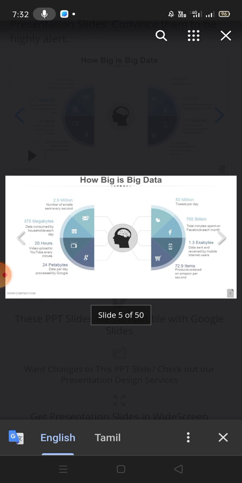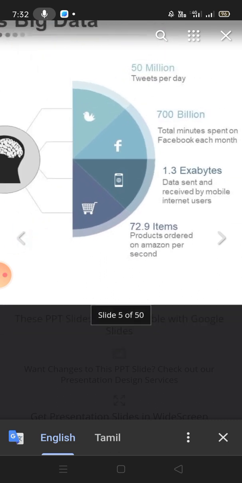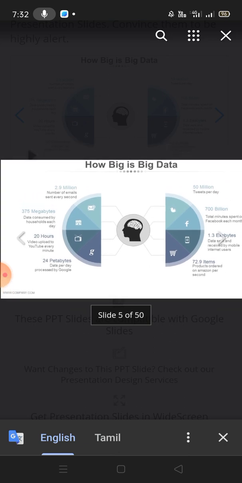50 million tweets per day. Total minutes spent on Facebook each month: 700 billion. Data sent and received by mobile internet users is 1.3 exabytes. 72.9 items are ordered from Amazon per second, and 2.9 million emails are sent every second. 375 megabytes of data are consumed by a household each day.